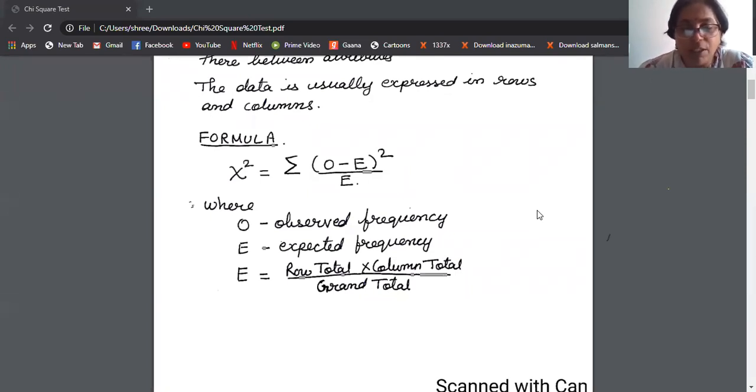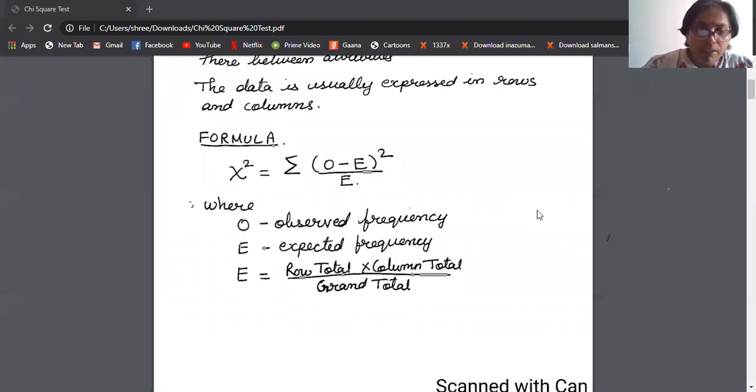We will have to calculate it, because the data that we have is only the observed frequency, whatever you have got by any of the methods, maybe the survey method. That will be your observed frequency. You don't have anything else. So using that observed frequency, you have to find out the expected frequency. The expected frequency is found using the formula E equals the row total into the column total divided by the grand total, that is, the corresponding totals. I'll tell you how to calculate that.